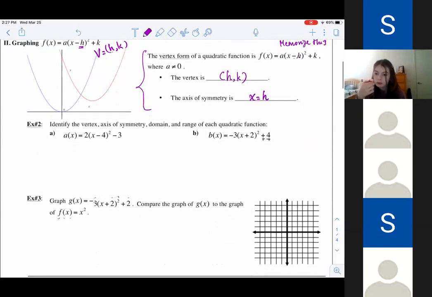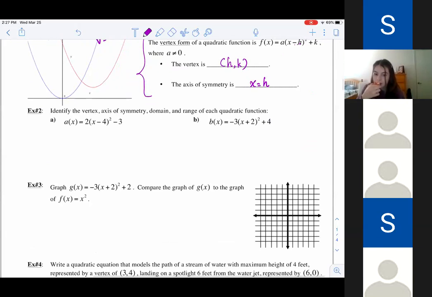Okay, example 2. In example 2, you're asked to identify the vertex, axis of symmetry, domain, and range of each quadratic function. You guys are familiar with this. Now we are only going to make the connection with the vertex form in this lesson. Okay. Tell me, what is the value of h in this problem?